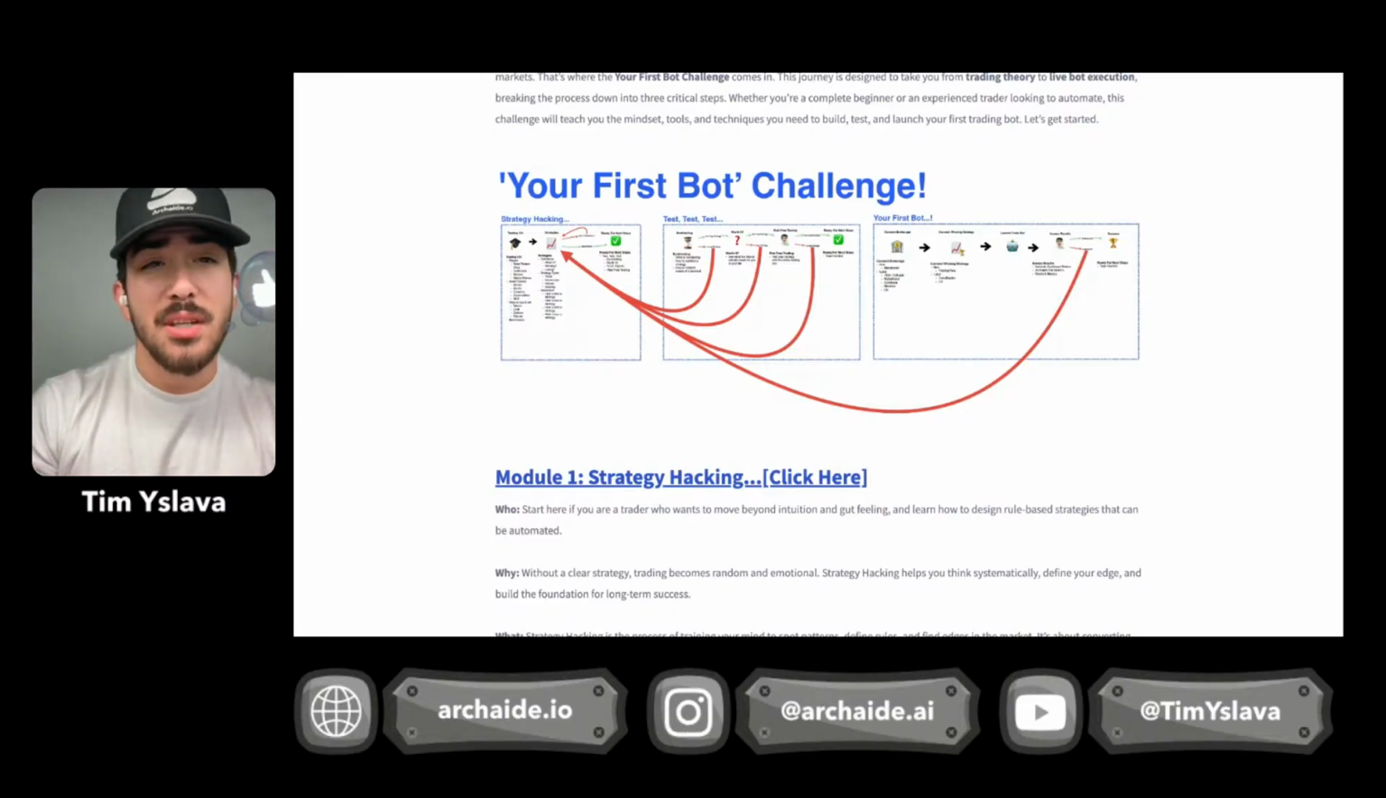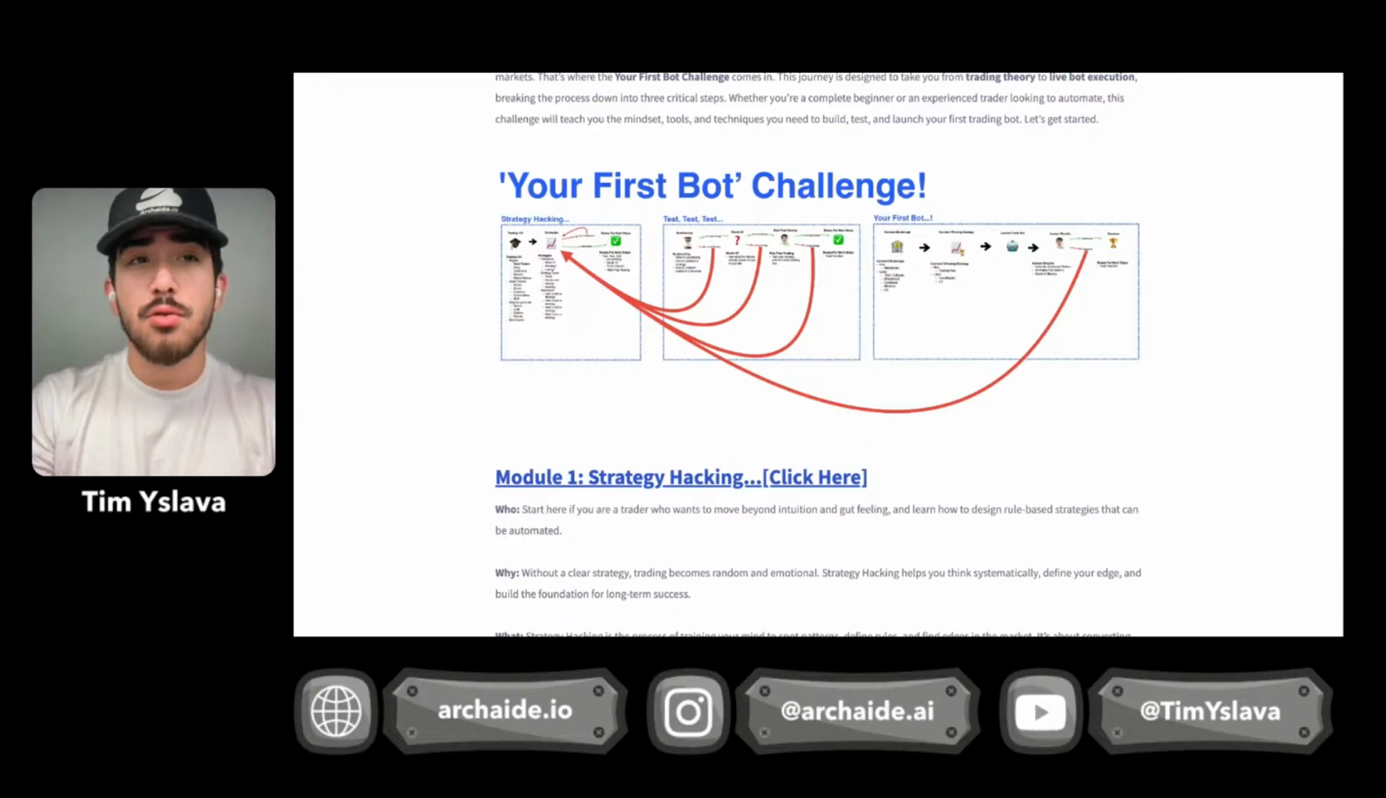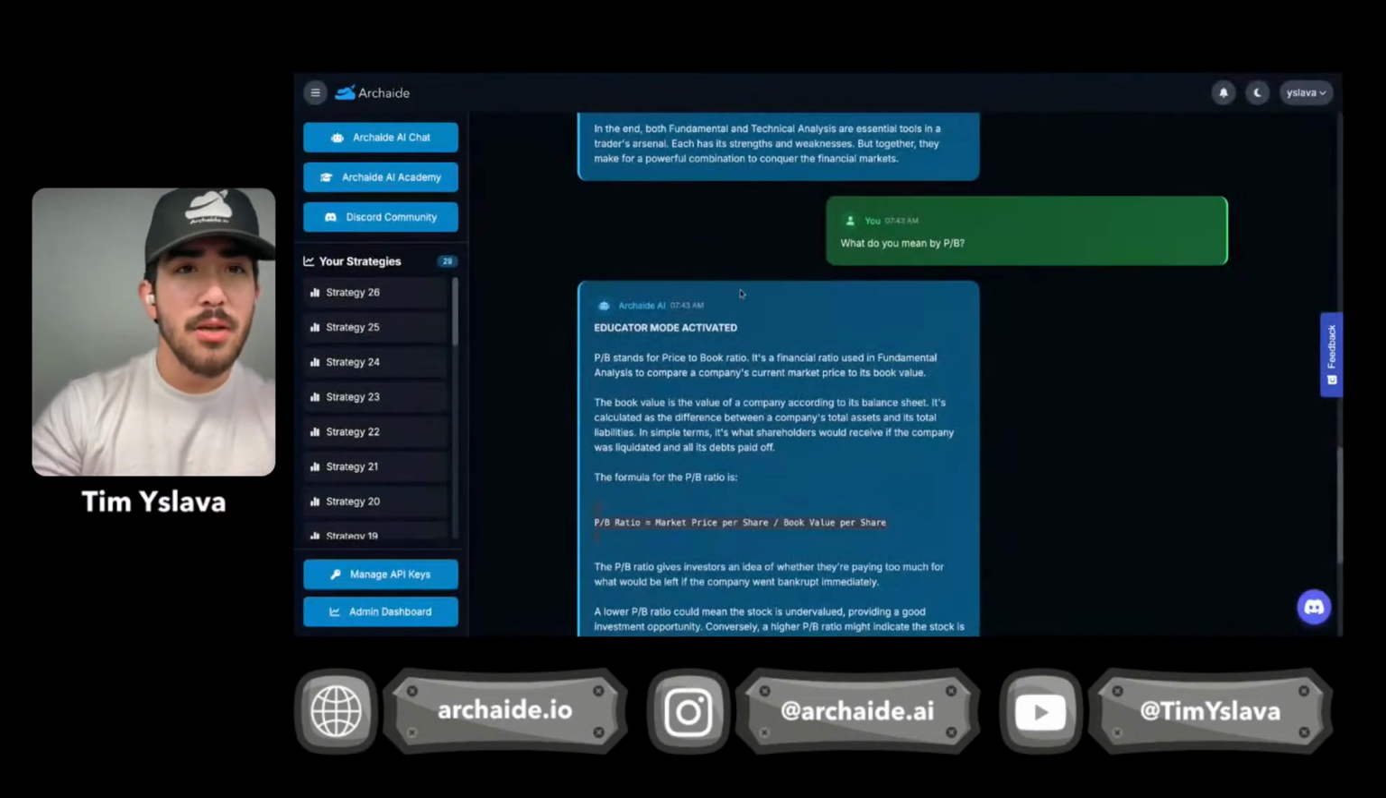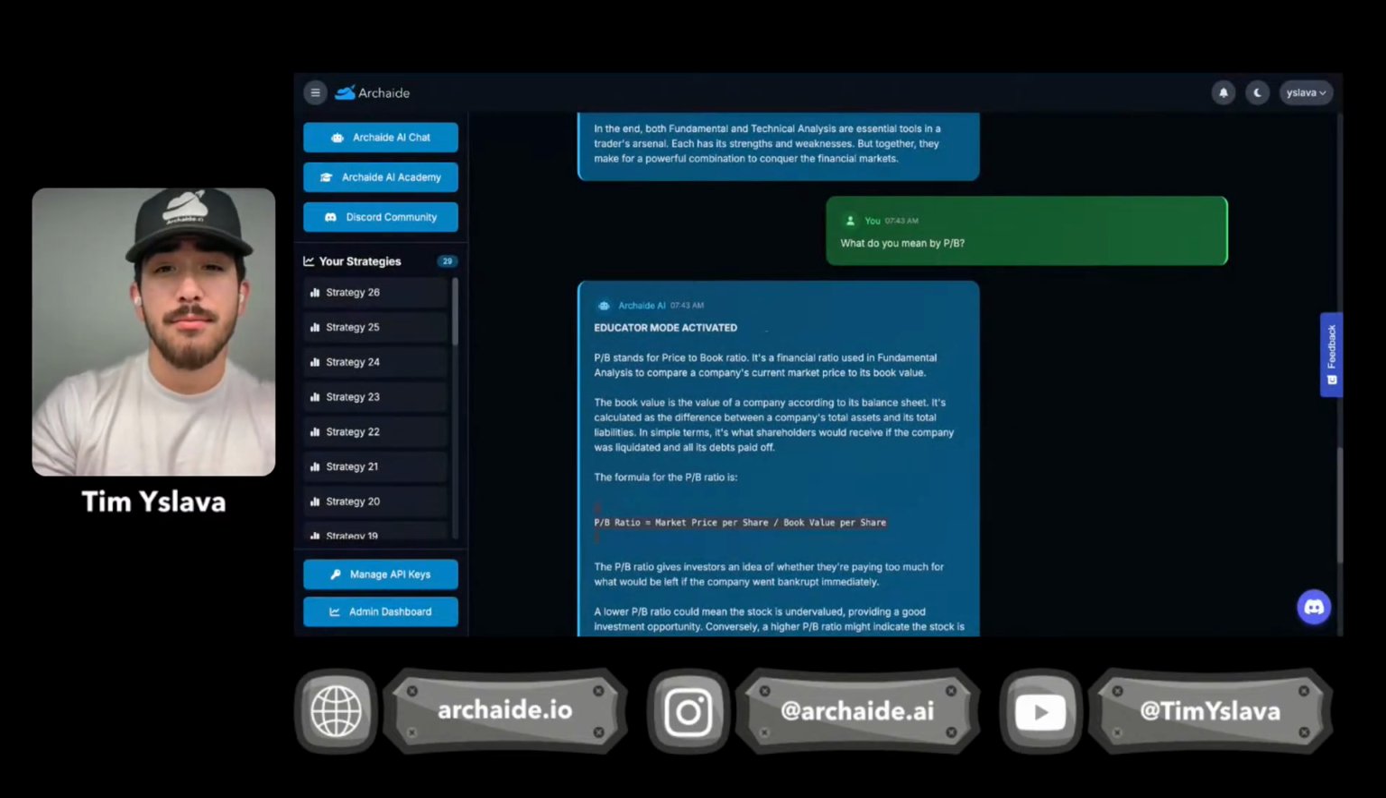Inside of Archaide, we specialize in automating strategies that use technical analysis. Okay, so indicators, chart patterns, and so on, and we automate, test, and give you all the data behind that, and that's what we're going to be focusing on, right? So it's very important that we differentiate the two, right?